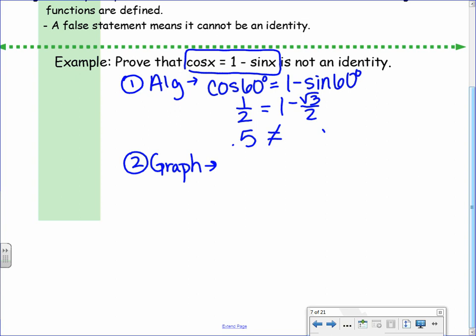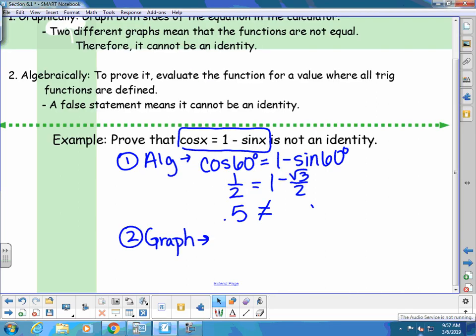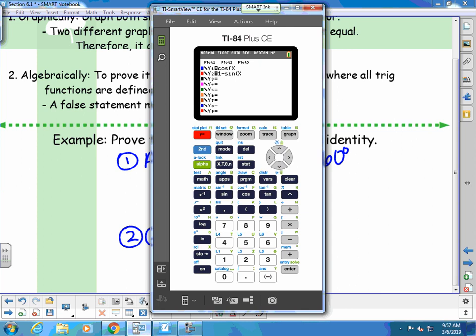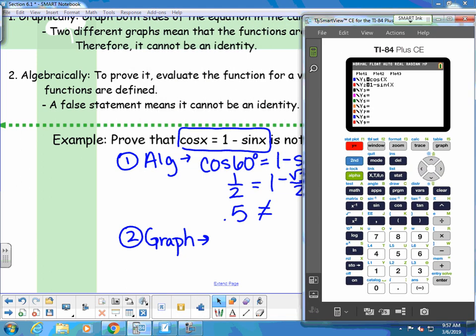On your graphing calculator, you can have mine loaded up here. We are going to use y1 and y2. In y1, you're going to put the first side, so cosine x. And in y2, you're going to put the second side, 1 minus sine x. You want to be in radian mode to do this. Remember, whenever we graph our sines and cosines and tangents, you want to be in radians, degrees doesn't look so great. Make sure you're in radian mode. Then you can just do this in your standard window, zoom 6.